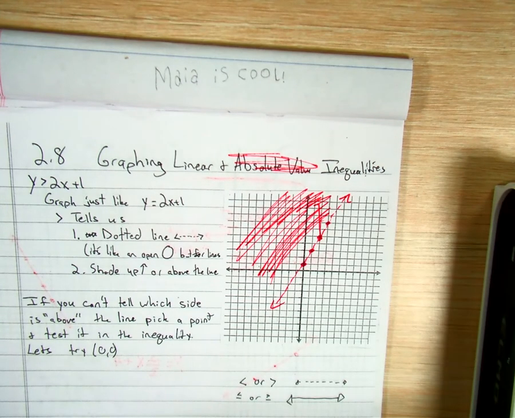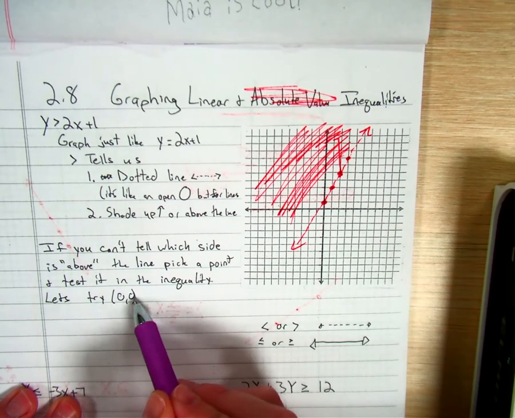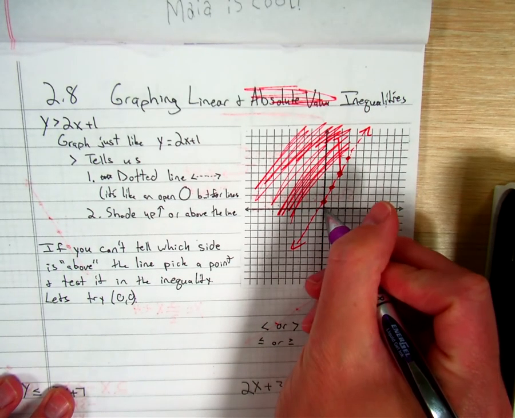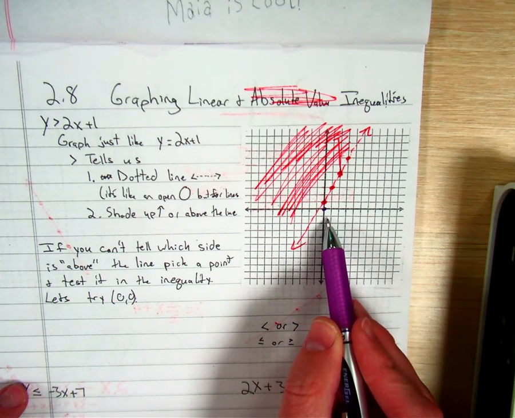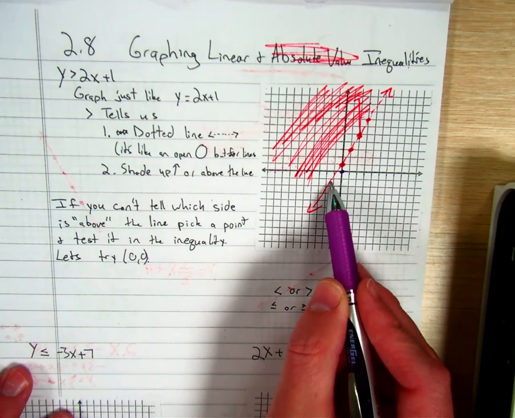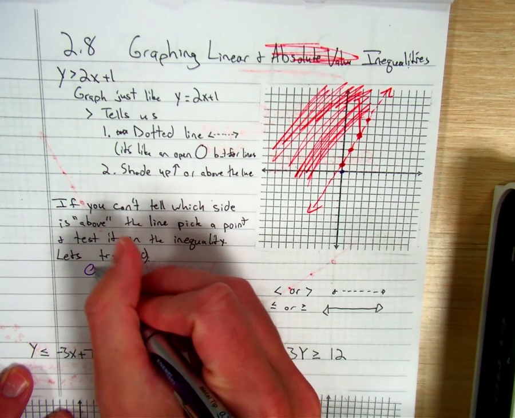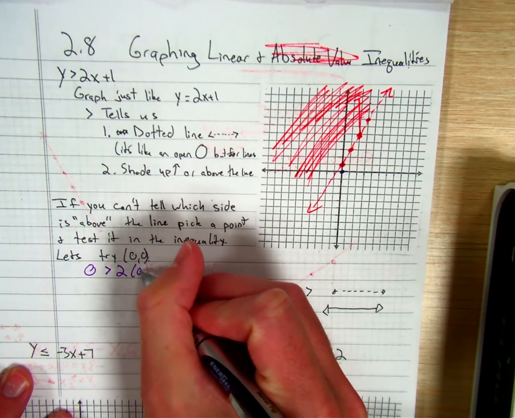If that isn't working for you, we can always use a test point. The best test point to use is 0, 0 if that's not on your line. 0, 0 is really close to it, but it's not on this line. So we can use it. Plug 0 in for x and 0 in for y. And we're going to see if it makes a true statement.